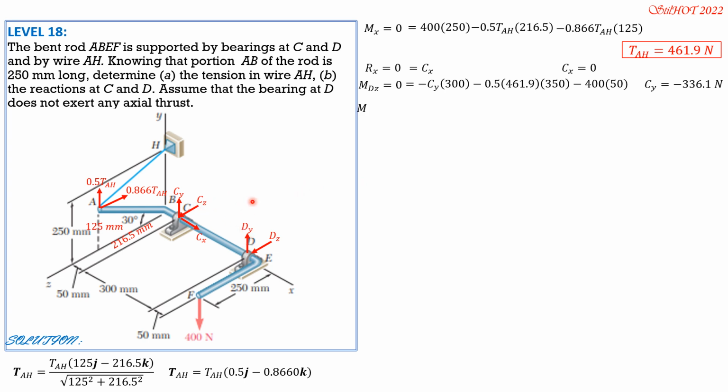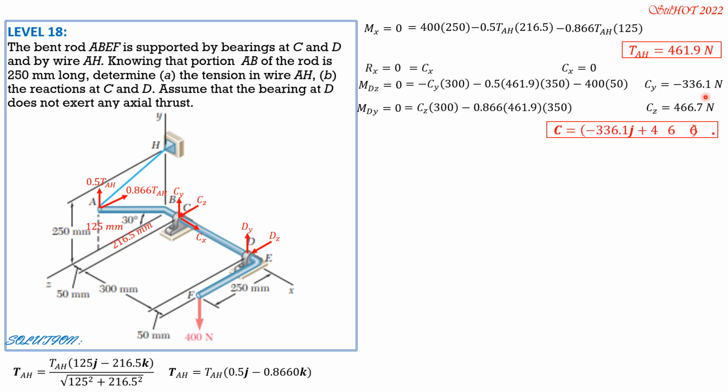To solve for Cz, moment about Dy equals 0. So this is the positive sense of moment about the y-axis by right thumb rule. So Cz times 300, then minus 0.866 tension AH, 461.9, times 350, 50 plus 300. And this is the only equation. The rest of the forces are either parallel or they pass through the y-axis. So Cz is equal to 466.7 newtons. Therefore we can now answer the reaction at C. In vector form, C is equal to the quantity negative 336.1 J plus 466.7 K newtons, because Cx is 0.